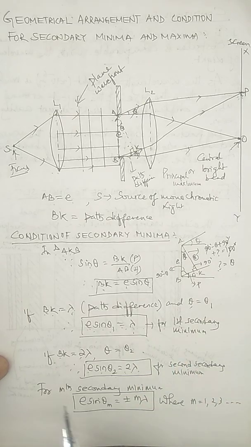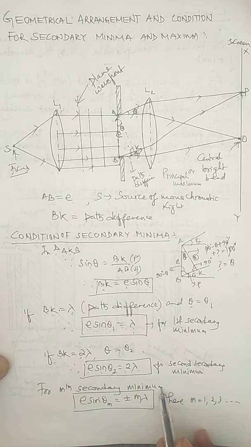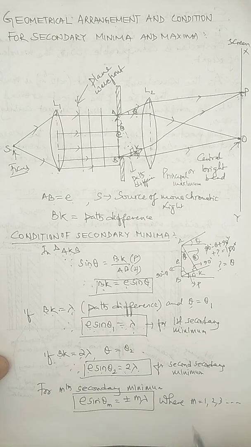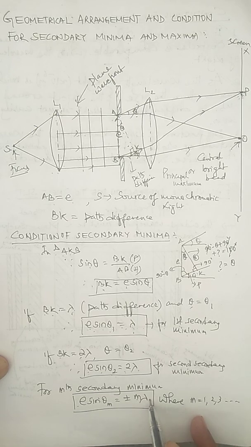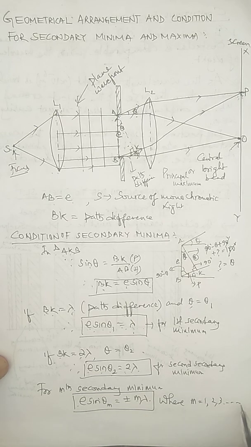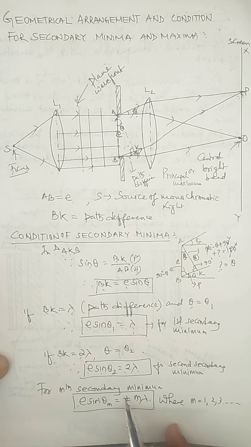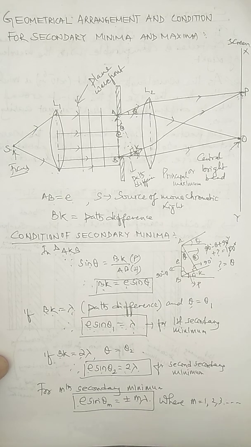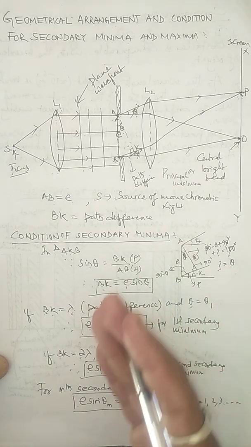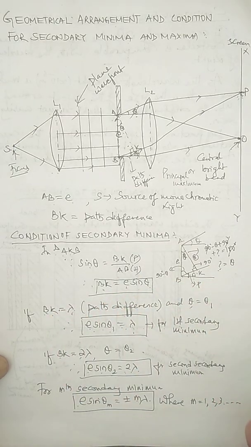So in general, I can write for the mth secondary minimum, following the sequence, your path difference must be E sin theta m equals plus minus m lambda, where m starts from 1, 2, 3 like that, the multiples of lambda. I have put a plus minus sign here. Why? Because the secondary minima are formed on both sides of the central maximum. That's why the path difference for the mth secondary minimum is given by E sin theta m equals plus minus m lambda.